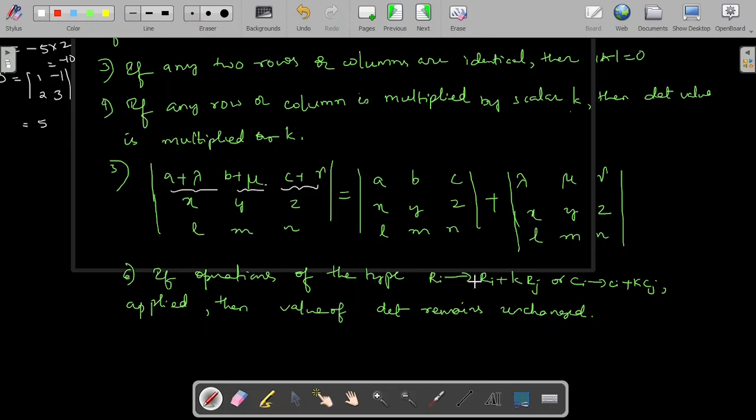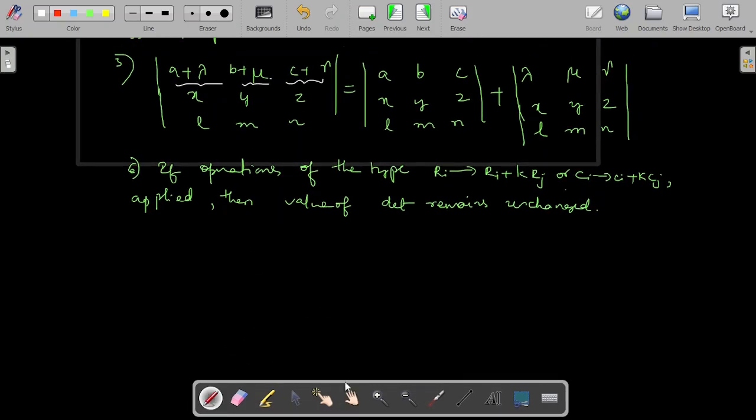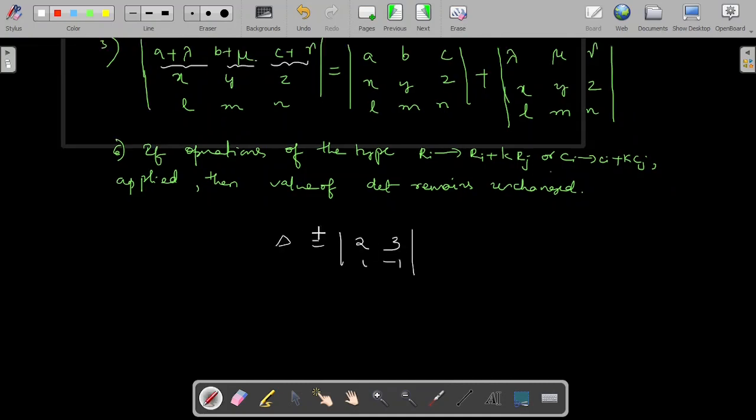If operations of the type Ri changes to Ri plus Krj, or Ci changes to Ci plus Kcj, elementary operations, are applied on any determinant, then the value of the determinant remains unchanged. Suppose you have delta equal to, in this case, 2, 3, 1, minus 1. I will apply the operation: first row changes as R1 plus 2 into R2. Only the first row changes, second row no change. So you will get a new determinant, delta 1 you name.